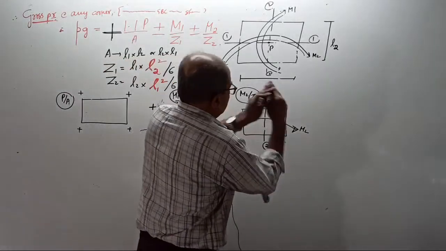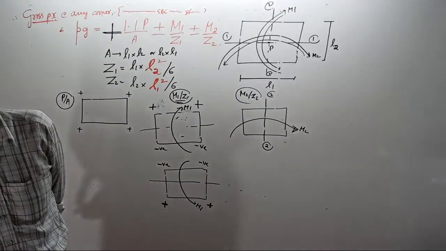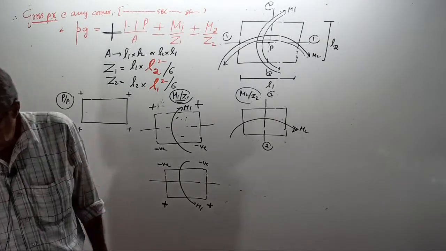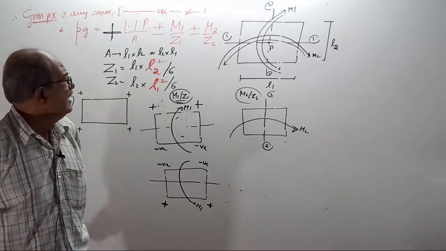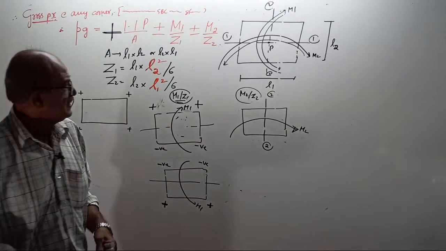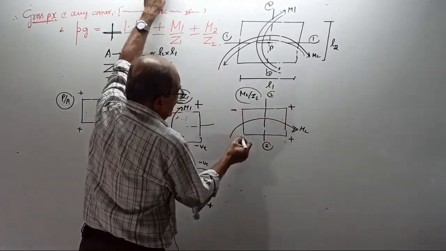If M2 is like this, no answer. I am asking a question. If M2 is like this, the right side will press, and the left side will get lifted.